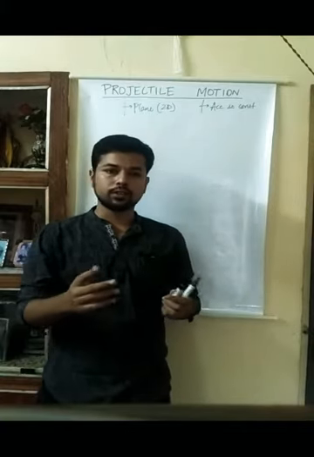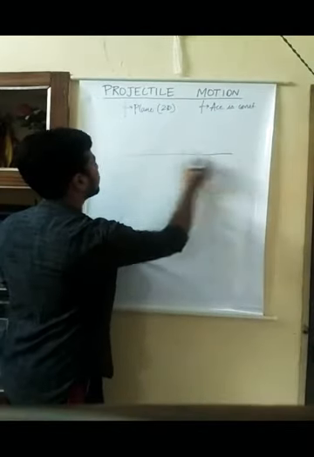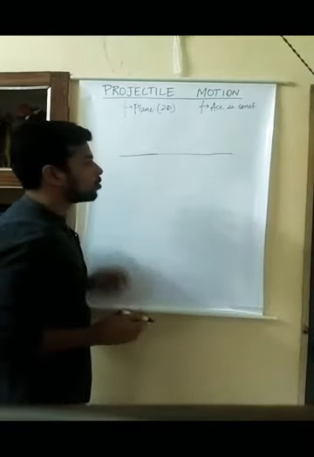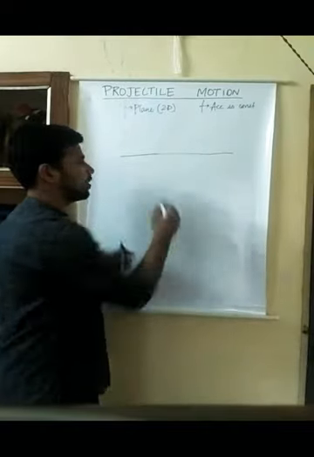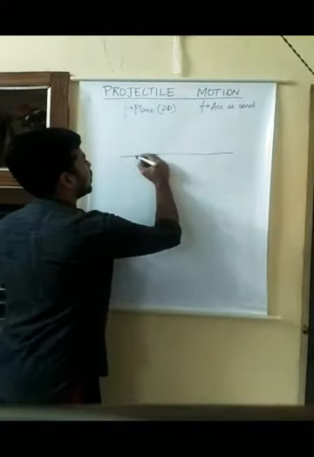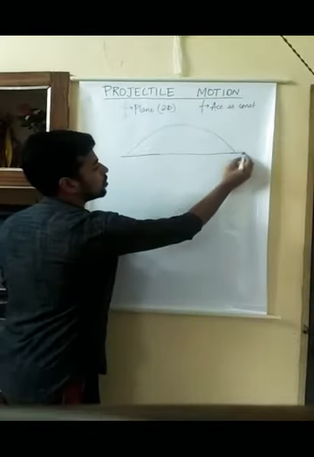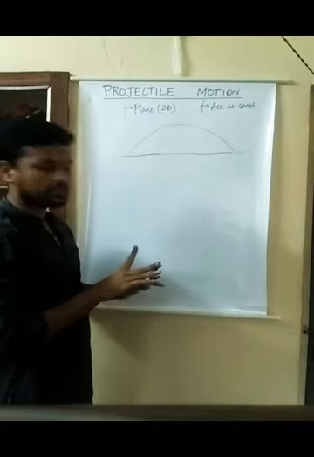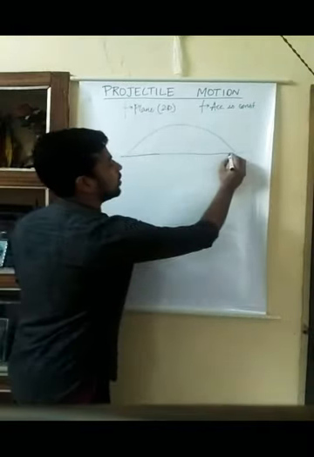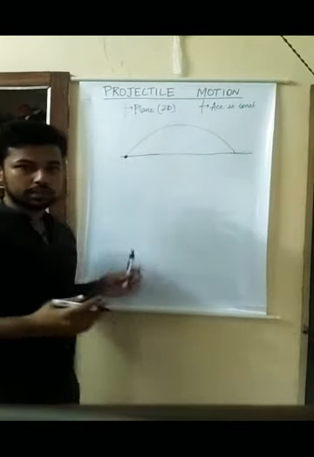It's basically when you are close to Earth and you throw something obliquely, say at an angle theta, the path it covers is called projectile motion, and the body itself is known as the projectile.